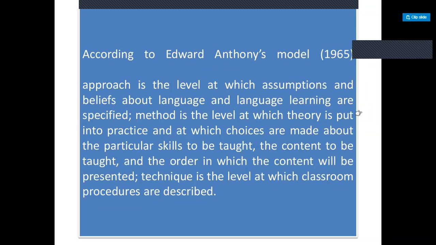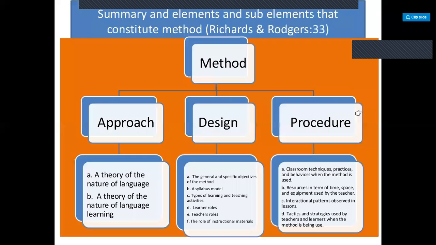So the tiny part is going to be the technique. The one that contains a lot of techniques is going to be a method. And the one that contains a lot of methods is going to be the approach, right? As you see it right here. So number one, the approach is going to contain both things, a theory of the nature of language and a theory of the nature of language learning. The method is going to be related to the design.